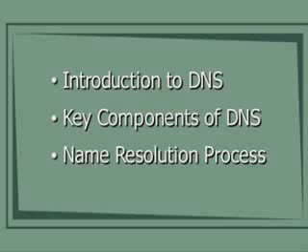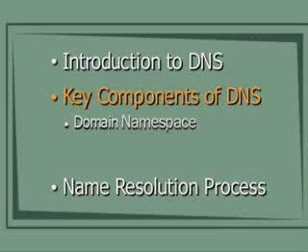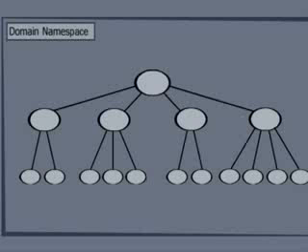Now, let's look at key components of the Domain Name System. To understand how DNS maps names to IP addresses, you will need to understand the following three components: domain namespace, zones, and name servers. The domain namespace provides the structure of a DNS distributed database. Each domain has a unique name. The domain namespace has a hierarchical structure.